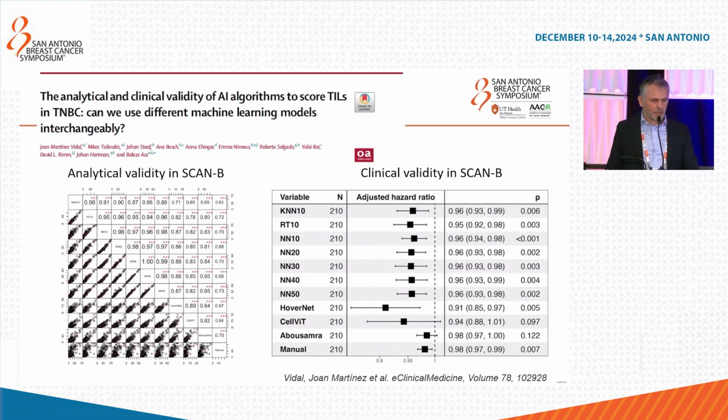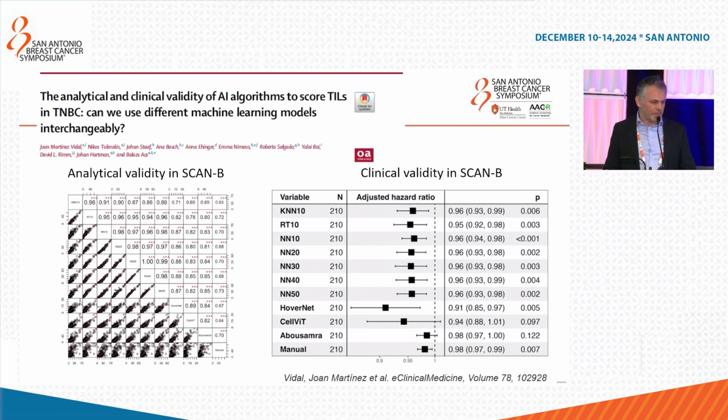But the question, of course, remains here, does it matter which AI-based algorithm we use, or can we use them interchangeably? And this question was addressed by Balázs Ács, pathologist at Karolinska, and his group, where they took about 10 different AI algorithms to score TILs in triple-negative breast cancer, and they evaluated the analytical validity and their clinical validity in SCAN-B.